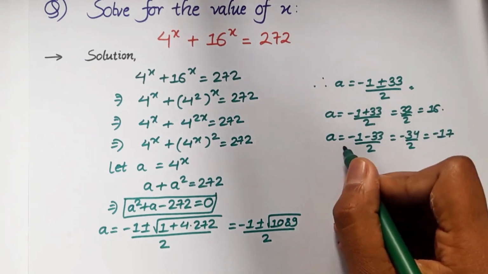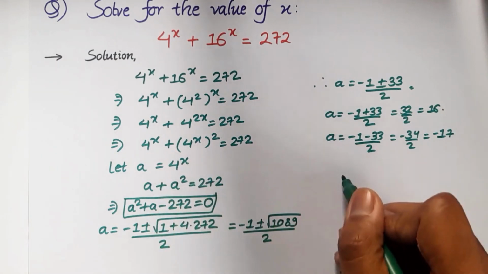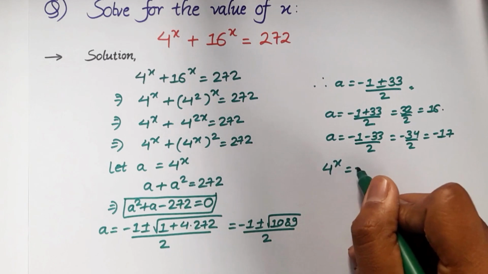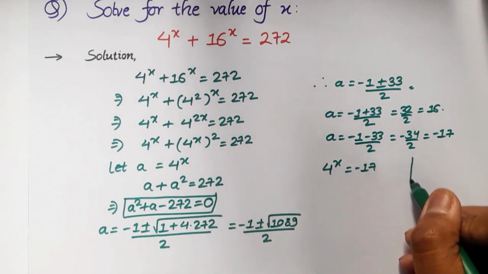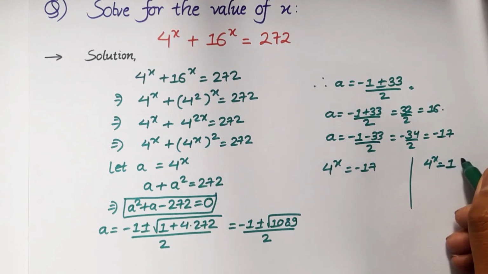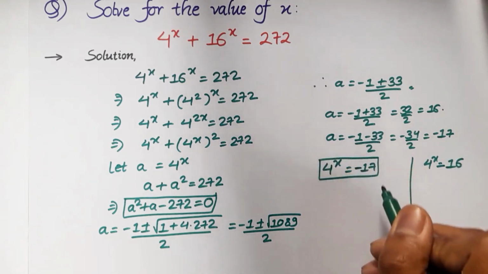And according to our assumption before, we had a is equal to 4 power x. So let's replace that value here. Then we will have two conditions. 4 power x is equal to minus 17 and 4 power x is equal to 16. Here we have 4 power x is equal to minus 17.